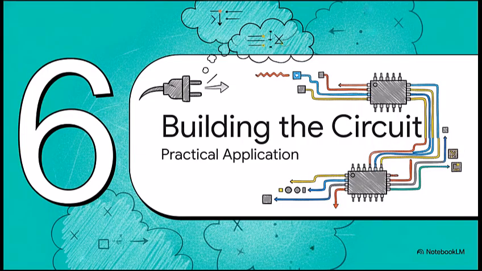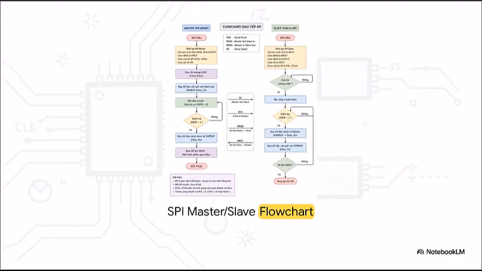Now for Section 6, building the SPI circuit. This is the payoff, folks. Let's take all this theory and actually wire it up. But before we touch the hardware, we have to write the logic. This flowchart brilliantly maps out the software side of things. Notice how the master on the left kicks off the conversation by actively pulling that slave select line down to low. Then it writes its data into a buffer to be sent out. Once the transmission is done and verified, the master pulls the slave select line back up to high to cleanly close the session. Meanwhile, the slave on the right basically just sits there, chilling, waiting for that select line to drop before it even starts listening.